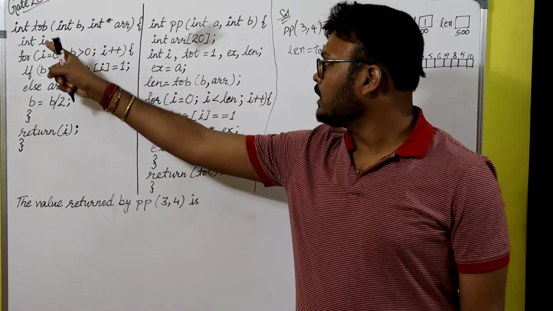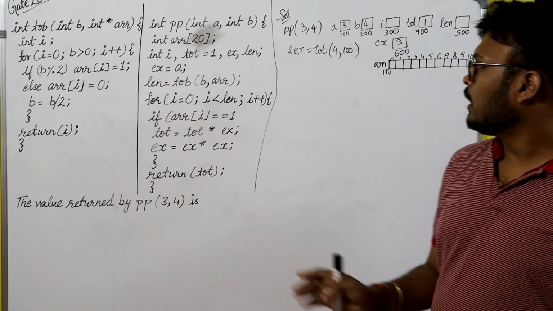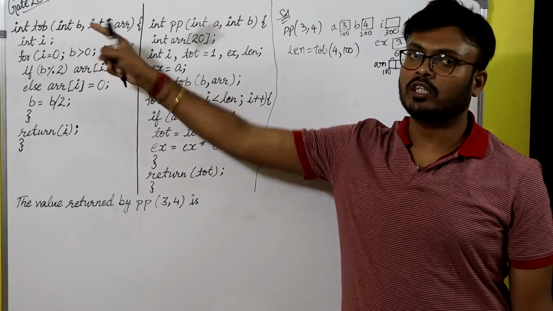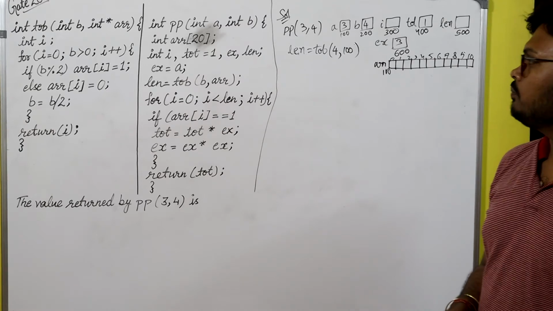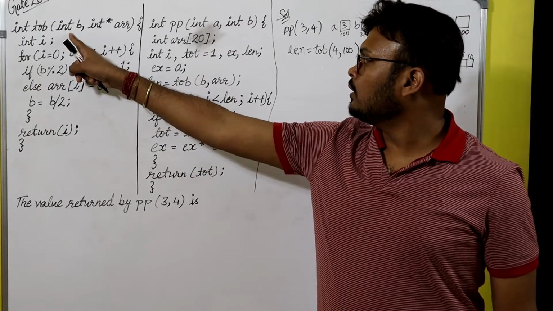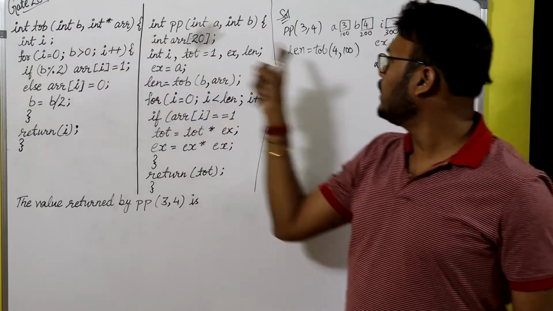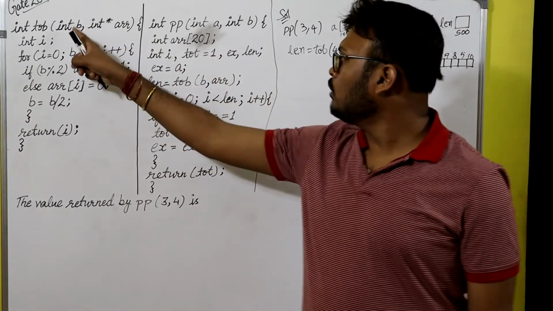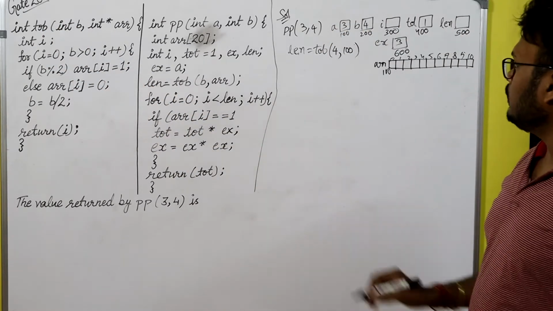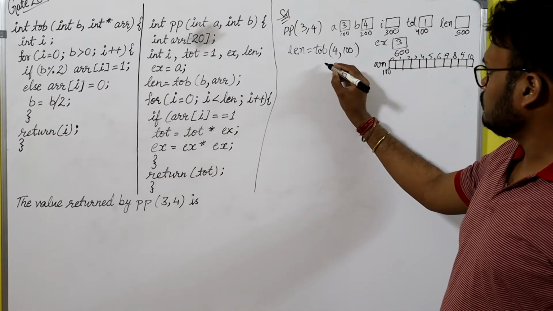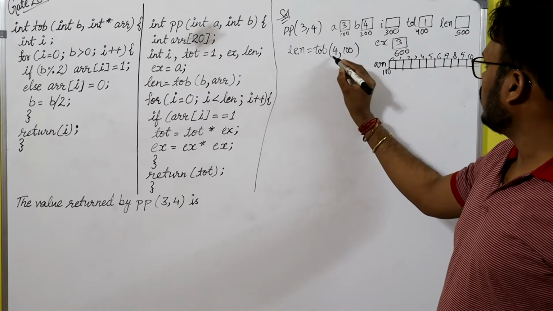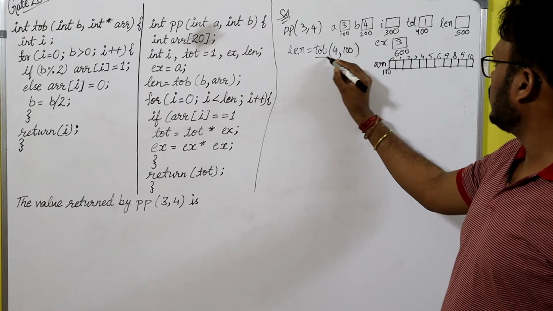Now let's move to the TOB function, because here the TOB function has been called. Let's move to the definition part of the TOB function. In the TOB function, at the receiving end, this B will contain the value 4. This B is local to TOB. Now I am talking about the TOB function.